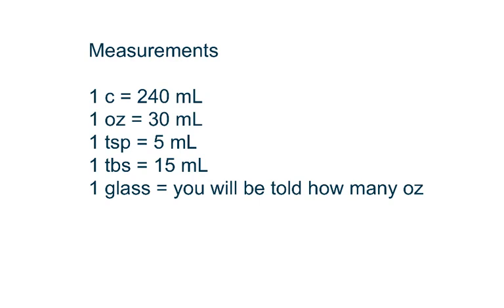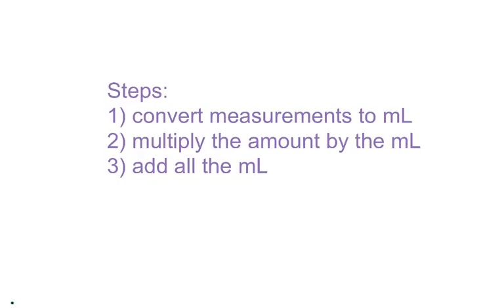So the steps are, first thing I do is I always convert those measurements to milliliters. Like I change the cup to milliliters. I change the bowl to milliliters. I change the ounces to milliliters. Then I multiply the amount they give me times my milliliters. And then the very last step is you add all the milliliters up.